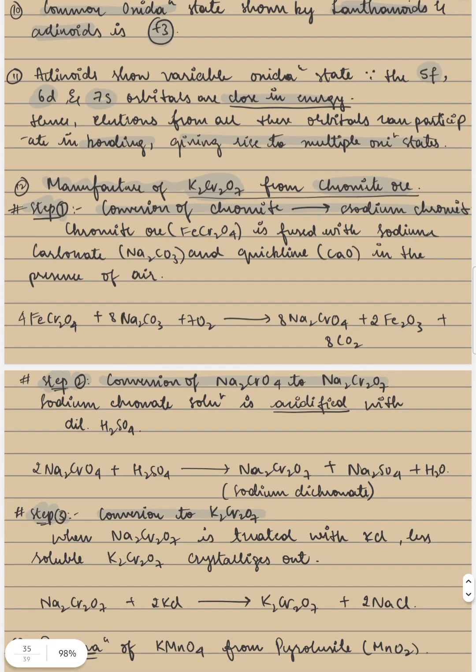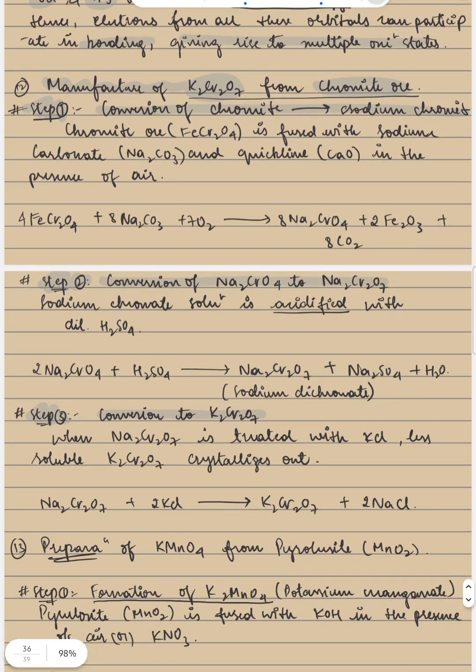So we are making potassium dichromate from chromite ore. Conversion of chromite to sodium chromate first. Chromite ore, that is FeCr2O4, is fused with sodium carbonate and quick lime in the presence of oxygen.